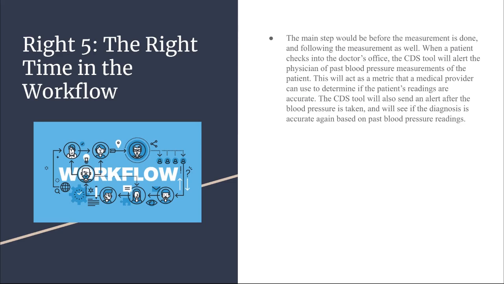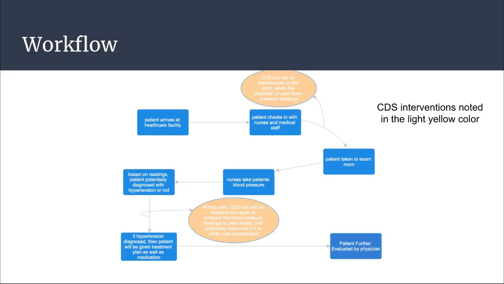So right 5, the right workflow. The main intervention step would be before the measurement of blood pressure is done and following the measurement as well. When a patient checks into the doctor's office, the CDS tool will alert the physician of past blood pressure measurements of the patient. This will act as a metric that a medical provider can use to determine if the patient's readings are accurate or if it's white coat hypertension occurring. The CDS tool will send an alert after the blood pressure is taken as well, and it will analyze the accuracy of the blood pressure reading.